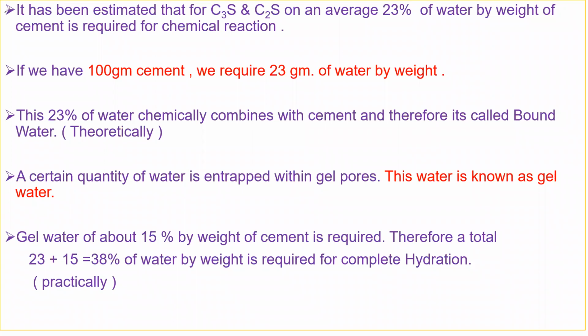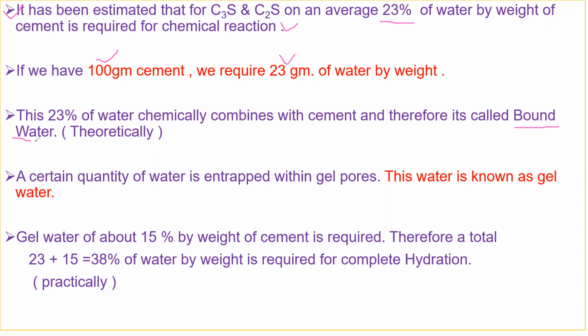It has been estimated that C3S and C2S on average require 23% of water by weight of cement for the chemical reaction. That means, let us say I have 100 gram of cement, and if I take 23% of that by weight, that means around 23 gram of water is required for the hydration. So this 23% of water chemically combines with the cement particles, and therefore this water is called bound water.